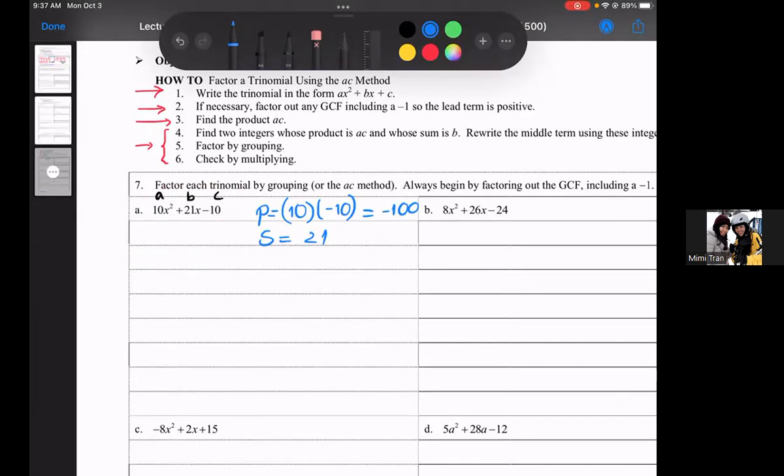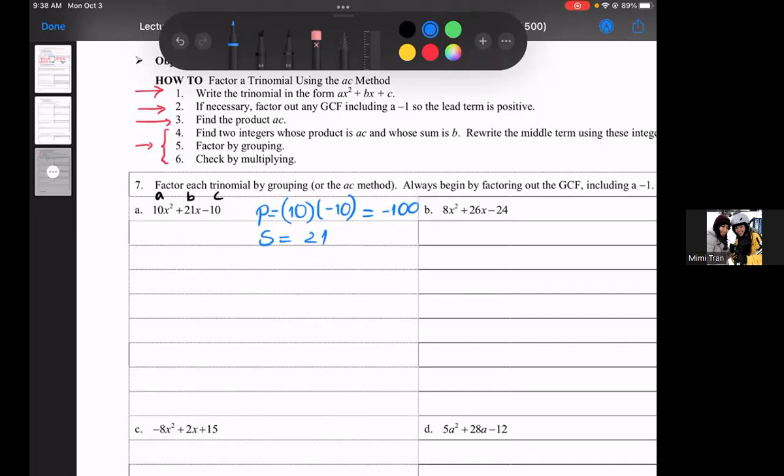Can you do those? I think we can. Product is, don't think about the sign yet. Don't think about the sign. So product is 100, sum is 21. Do the product first. What are the two numbers? Multiply, give you 100.